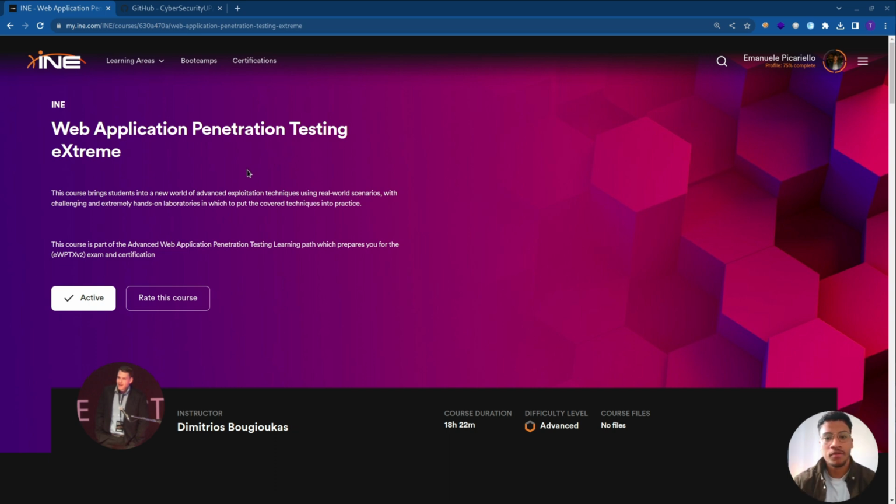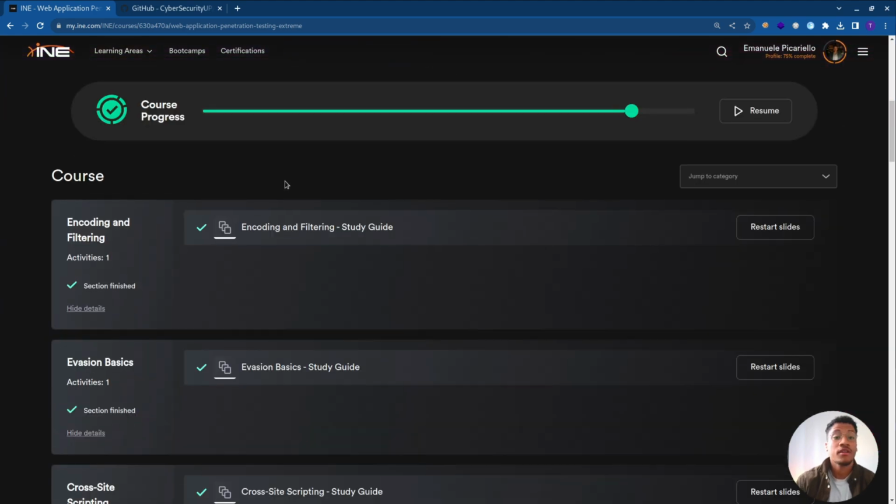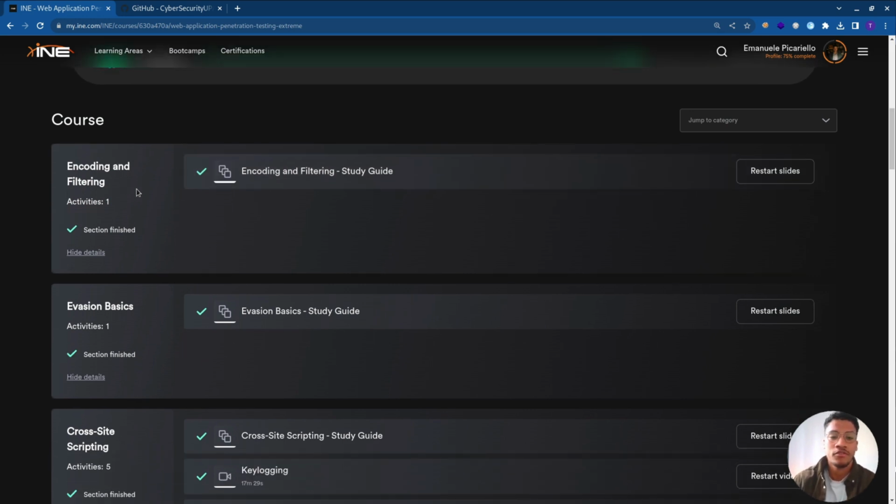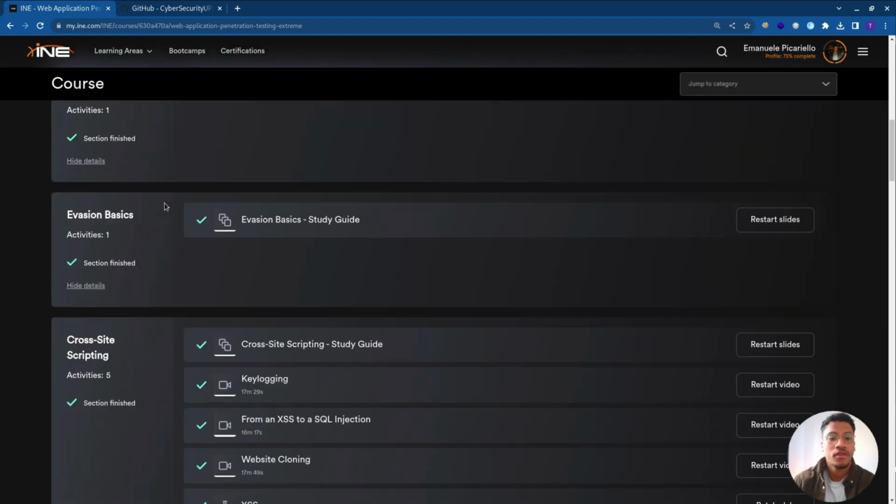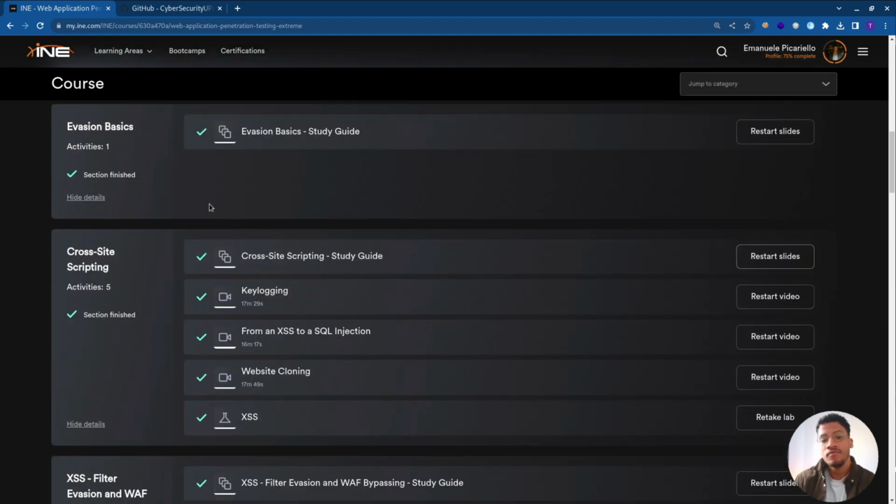This course, Web Application Penetration Tester Extreme, brings students into a new world of advanced exploitation techniques, using real-world scenarios with challenging and extremely hands-on laboratories in which to put the covered techniques into practice. You can see here that the course covers, at first, encoding and filtering, because you need to deal with WAFs mainly during exploitation, evasion basics, and so on.